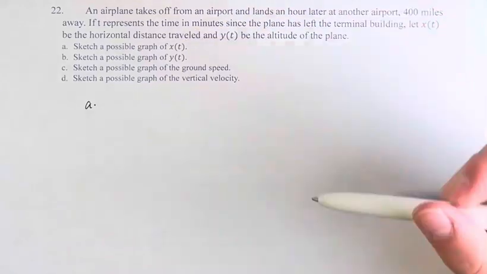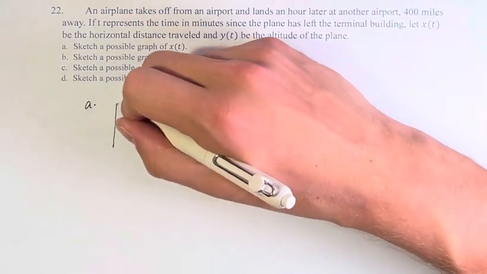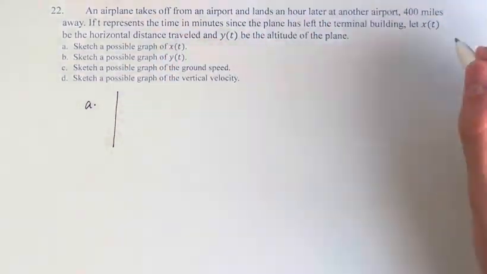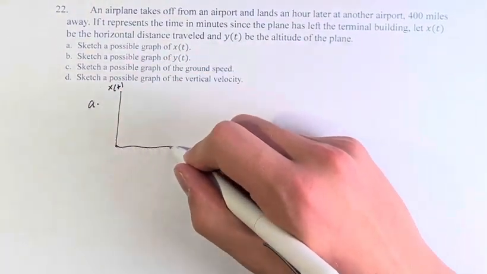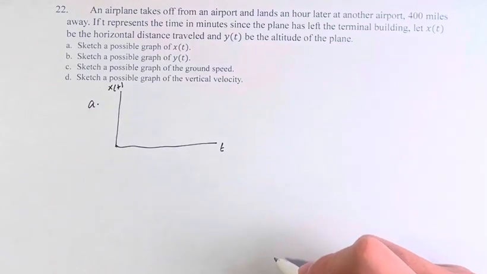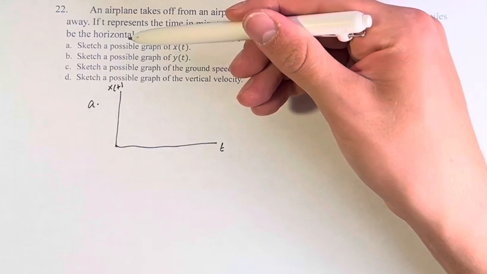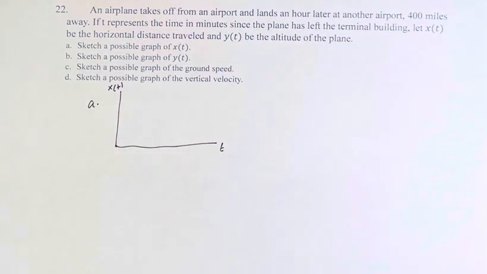So x of t is a function of time. So on the y-axis, we're going to actually have our function x of t over t time. The horizontal distance traveled, which is what we're representing here, is going to be always increasing.